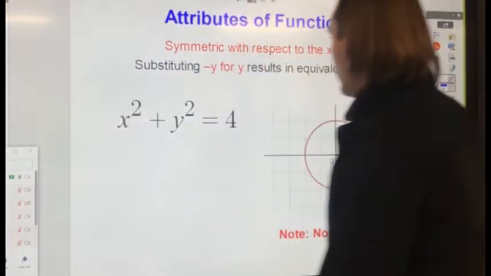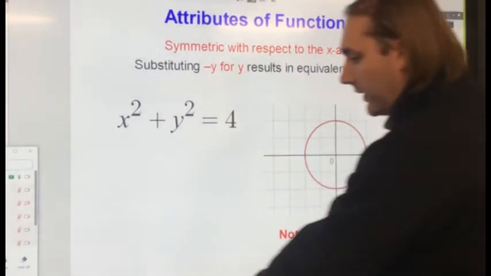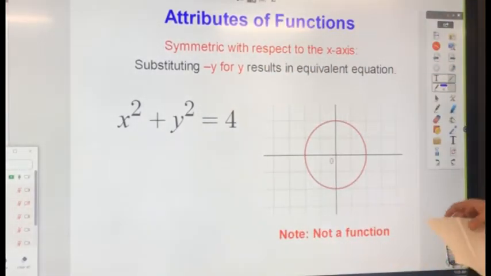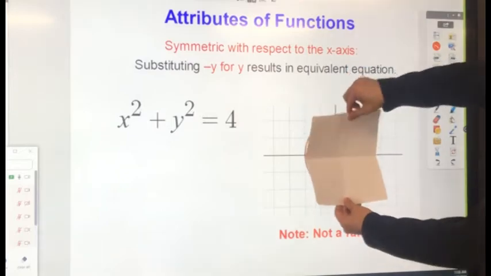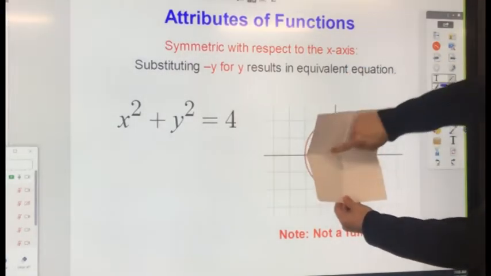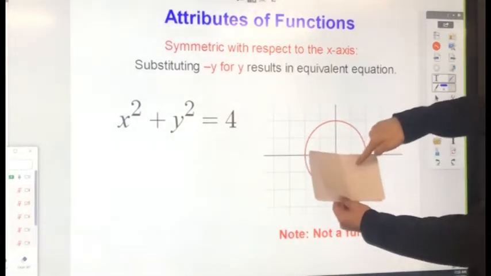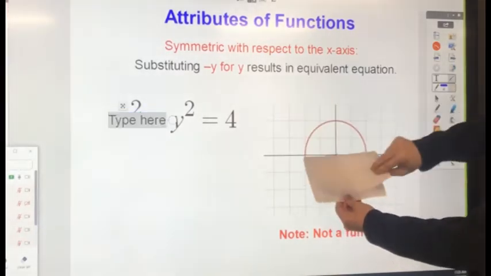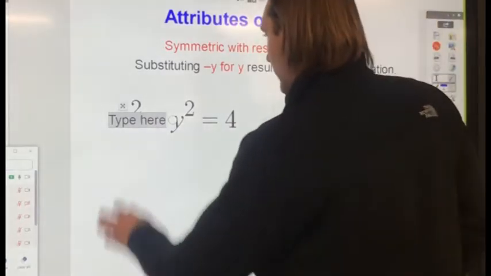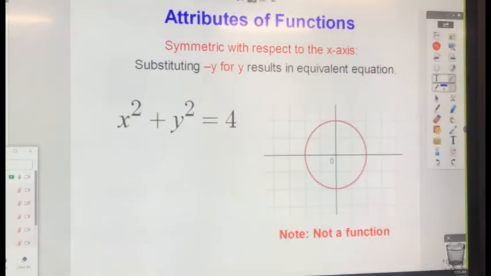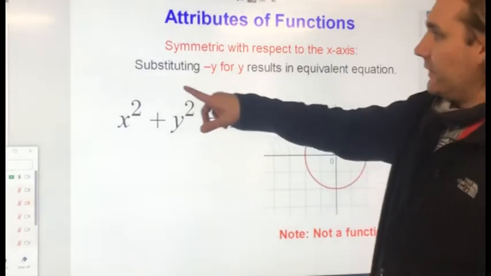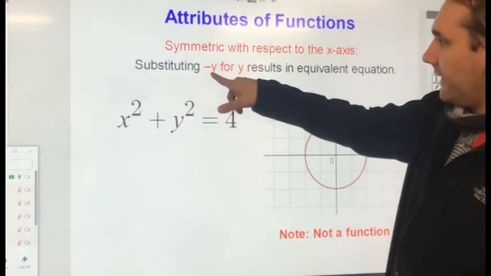Next is symmetrical along the x-axis. So like I were to fold my graph along the y, I'm folding it along the x-axis here. So does my top part, when I fold it along the x, fall exactly onto my bottom part? In the case of this circle, yes it does. And to test algebraically, instead of substituting a negative x for x, you substitute a negative y for y.